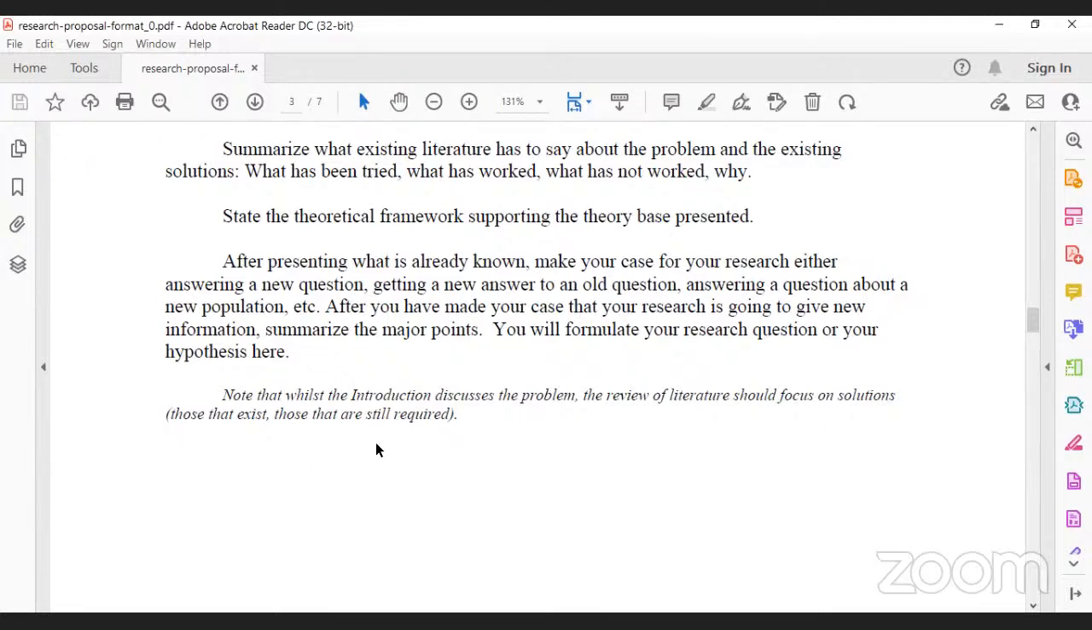Sometimes we write the literature review but do not know what to gain out of it. Why are we doing a literature review? Because we have to understand what has been tried, what has worked, what has not, and why. After all this has been answered, a literature review should answer some of the loopholes which were left behind, whether you are attempting to answer a new question, get a new answer to an old question, or answer a question about a new population. Then you summarize the major points, that this is how I'm going to proceed, and you formulate your new research question and your hypothesis.